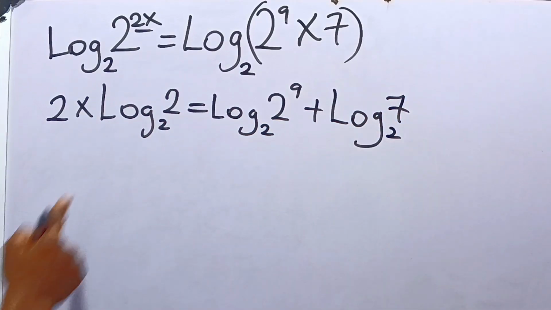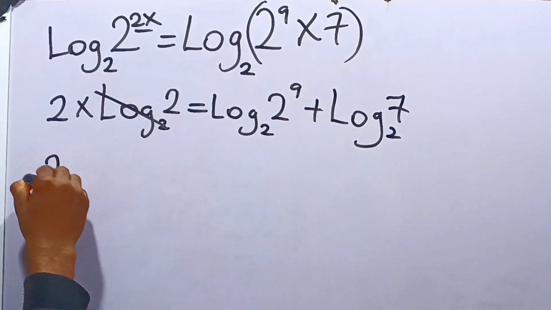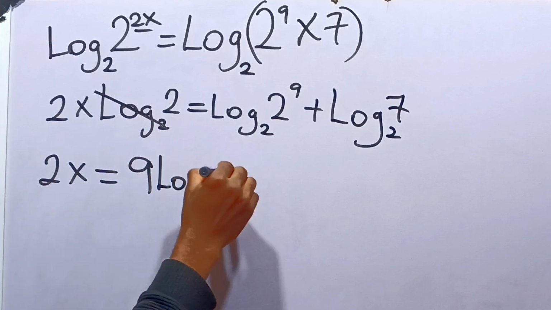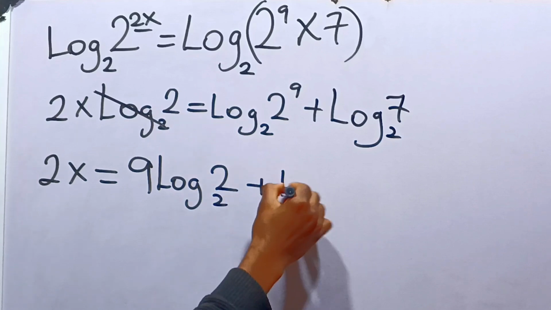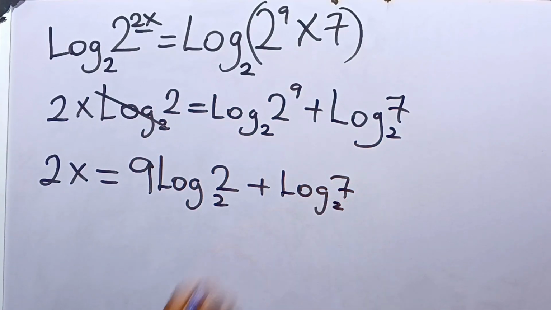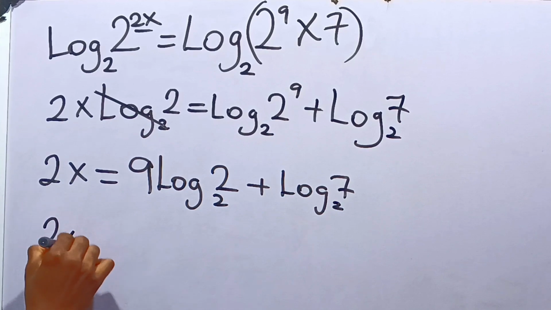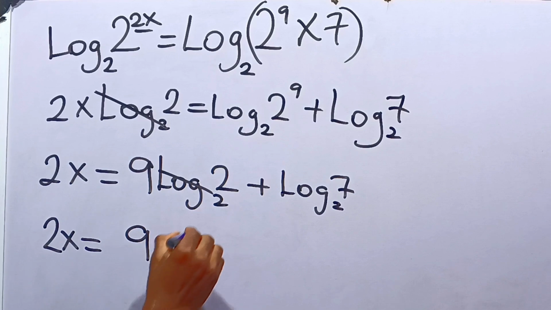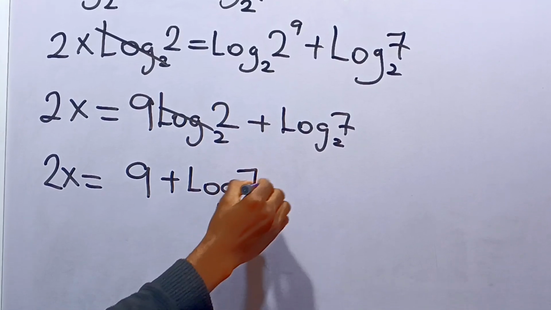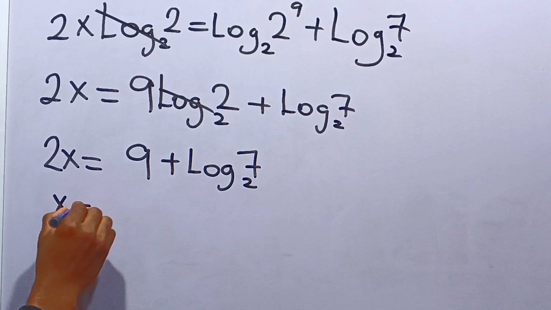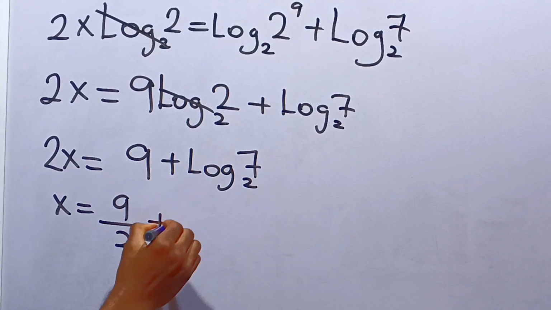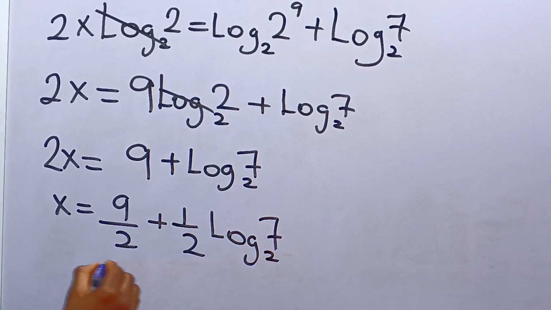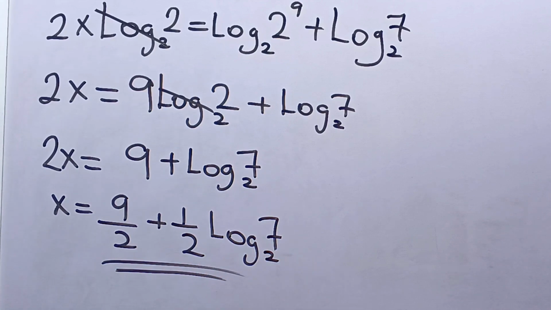Now logarithm of a number to its own base is 1. 1 times 2x is 2x to be equal to, this is now 9 multiplied by logarithm of 2 to base 2 plus logarithm of 7 to base 2. Now 2x is equal to, logarithm of 2 to base 2 is 1, 1 times 9 is 9 plus logarithm of 7 to base 2. Hence our x becomes 9 over 2 plus 1 over 2 multiplied by logarithm of 7 to base 2. This becomes the final answer to this question.